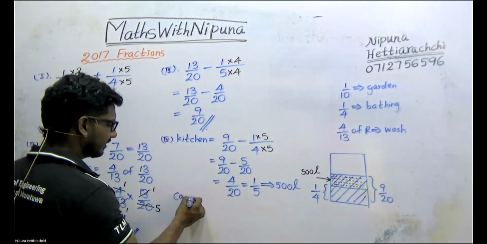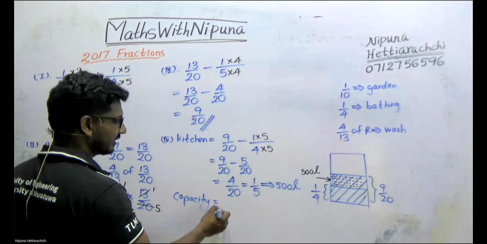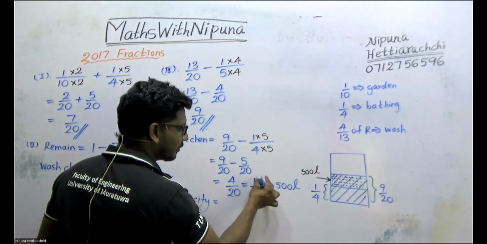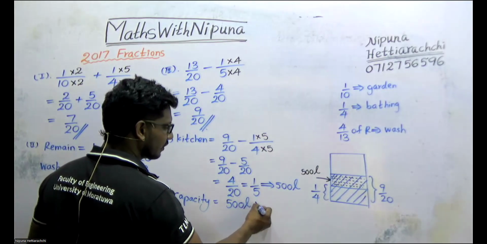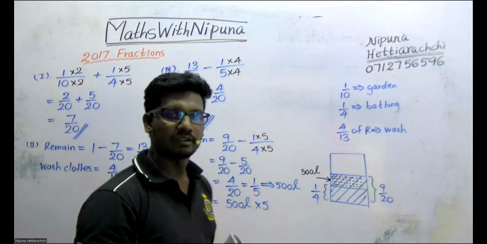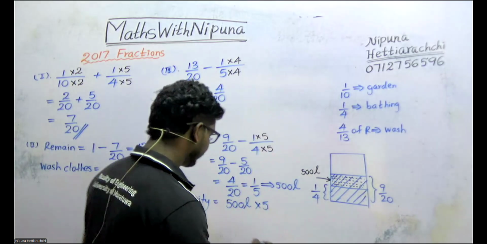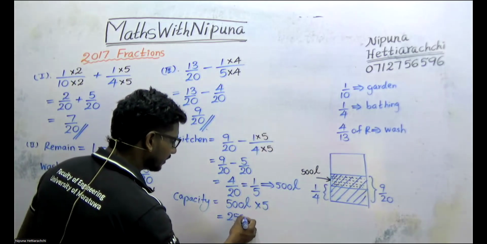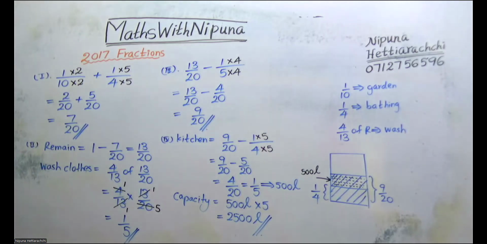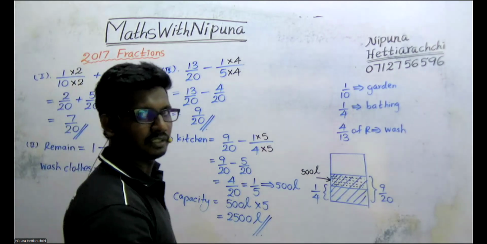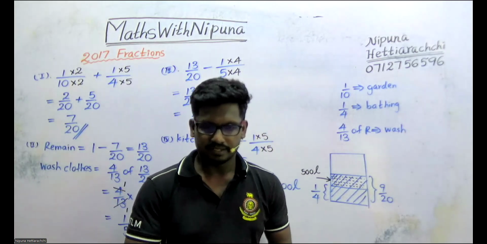Then how to find the capacity? 1/5 portion. One portion is equal to 500 liters. The total capacity is 5 such portions. That should be multiplied by 5. Then this becomes 2500 liters. Okay, that becomes 2500 liters.